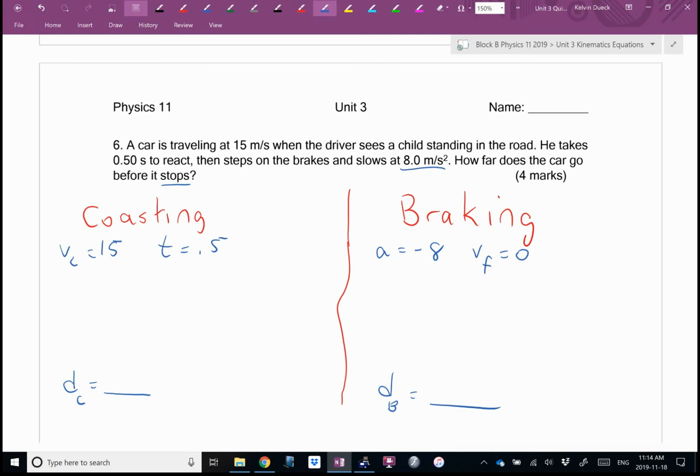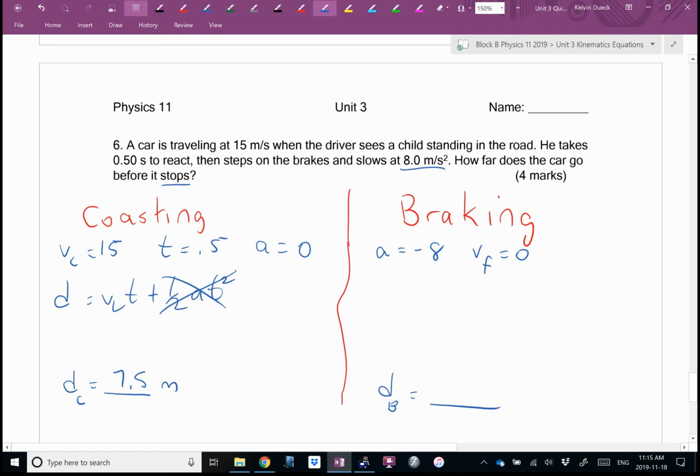On the left-hand side, we're coasting. We're not stepping on the brakes. We're not stepping on the gas. What's my acceleration then as a number exactly if I'm not speeding up or slowing down? How many things do I now have on the left-hand side? Cool. So I can find D equals VIT plus a half AT squared. Well, actually, A is 0, so I can cross out that whole thing. It's going to be VIT. I can do that in my head. It's going to be 7.5 meters.